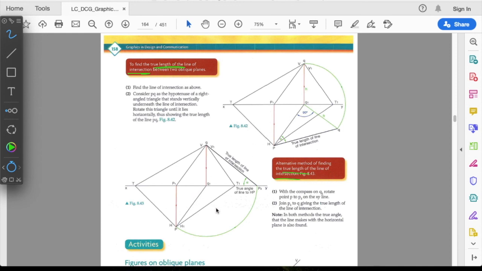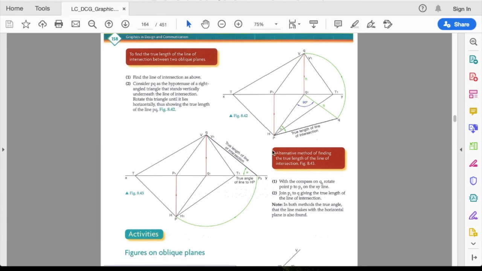Because what we'll be doing is trying to find the dihedral angle, and for trying to find the dihedral angle, there is a third way for finding the true length of the line of intersection. So we're not going to use this one, and we're not going to use that one. They are perfectly valid ways of doing it, but it just means that we have to learn a different way of doing the dihedral angle, which we are not going to do. So we're going to use a third method for this, okay?